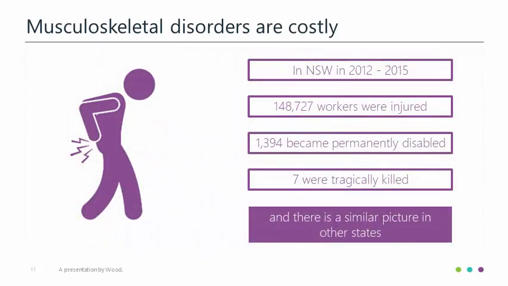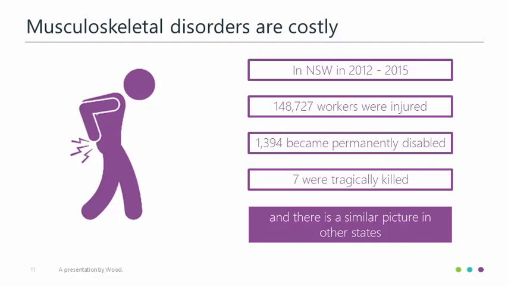I've managed to find some figures to demonstrate from New South Wales, which show that as a society between 2012 and 2015 in New South Wales, 148,727 workers were injured. 1,394 workers became permanently disabled, and 7 were tragically killed as a result of hazardous manual tasks. And I'm sure there will be a similar picture in other states. So, managing the risk of musculoskeletal disorders effectively has huge benefits for everyone.